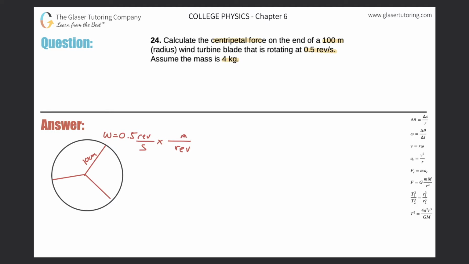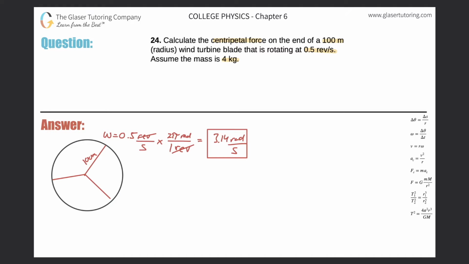All right, so radians on the top, 2 pi radians for every 1 revolution, that cancels. So let's just calculate this value. 0.5 times 2 times pi comes up to 3.14, right? So we get 3.14 radians per second. Okay, that is the angular velocity.